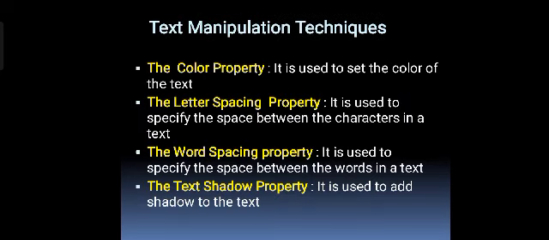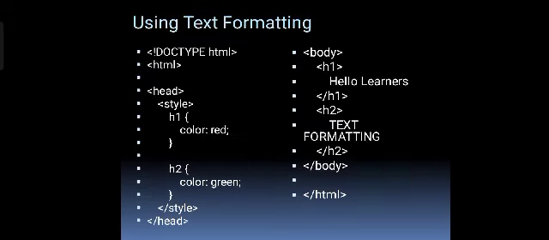Text manipulation techniques. The color property is used to set the color of the text. The letter spacing property is used to make spaces between letters. Word spacing is used to make spacing between words, and text shadow is used to add shadow to the text. This is an example of code in which we have given a style tag, h1 heading color red, h2 heading color green.